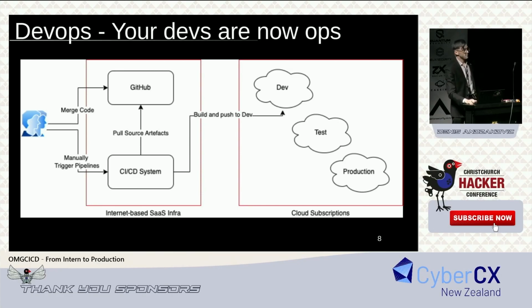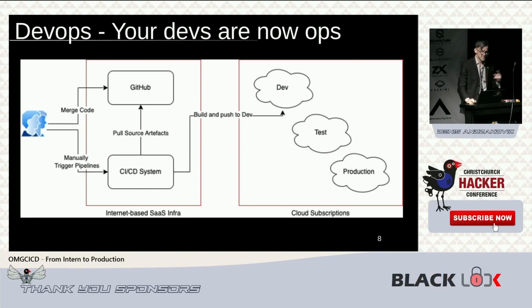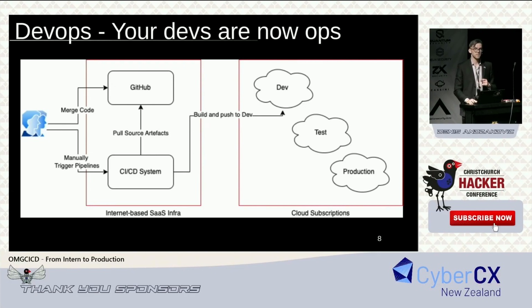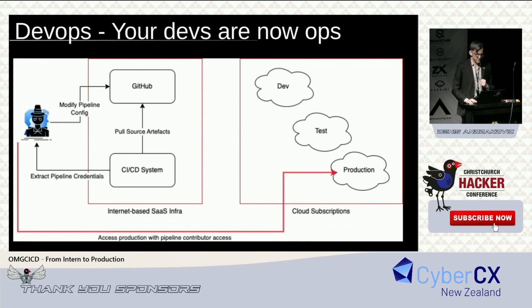So the flow looks something like this. If we're looking at an internet-based software as a service heavy architecture, our developers will go and merge some code into GitHub. The CI/CD system is our cloud SaaS CI/CD system. This goes and pulls those source artifacts, builds them, and then pushes them to the development environment. Okay? Now, what happens if one of those developers is compromised?